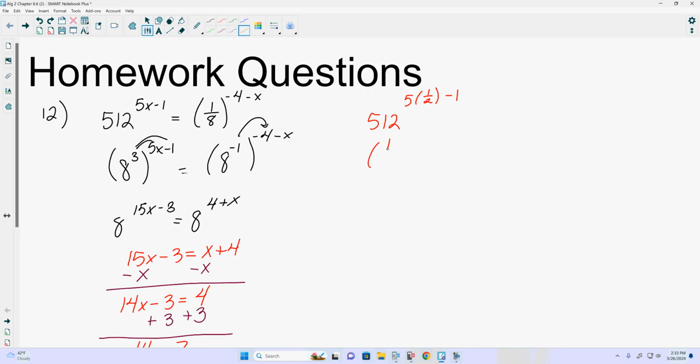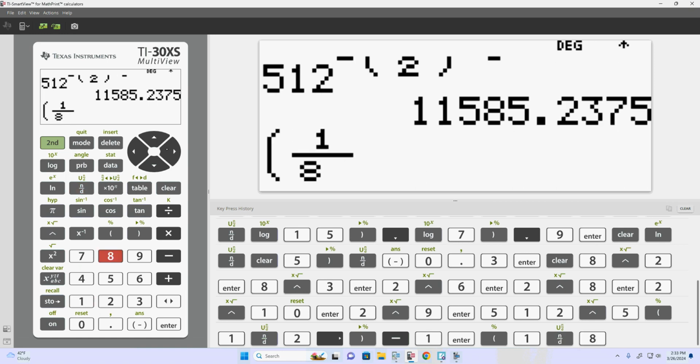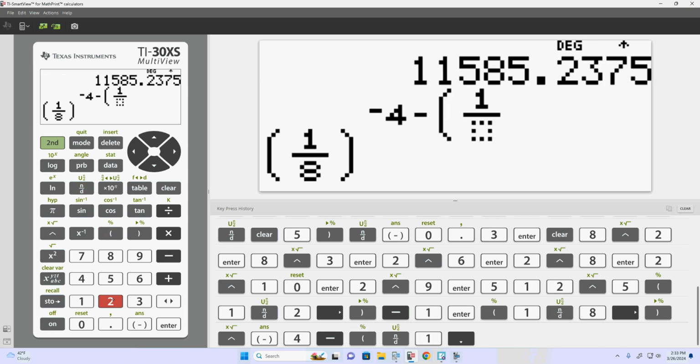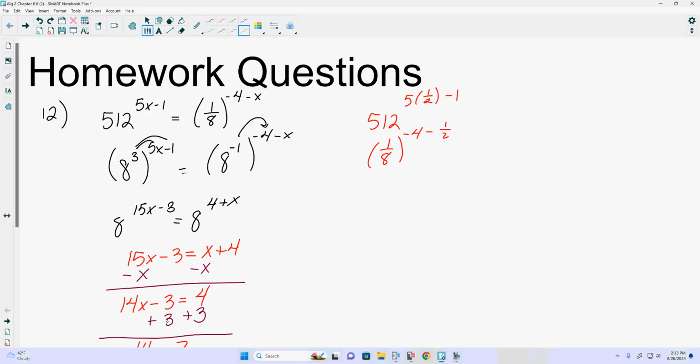We can do the same thing with the other side. 1/8 to the negative 4 minus 1/2. They say parentheses. 1/8 to the negative 4 minus 1/2 is the exact same number. They give us the exact same value. So they are indeed equal when x is 1/2. So our solution for this is 1/2. Questions on this here? Any other questions on the homework?